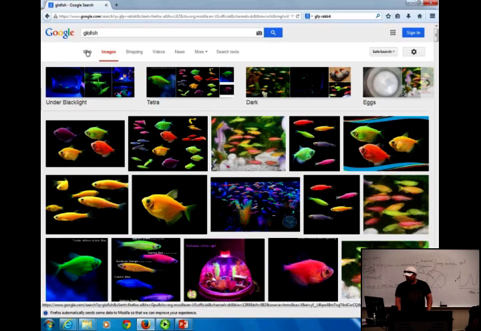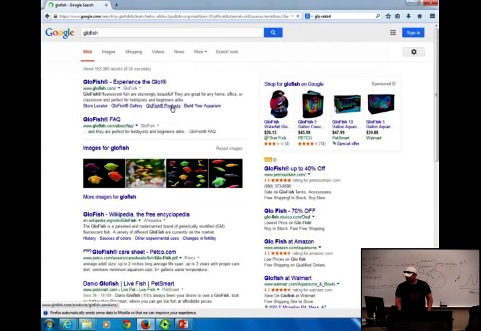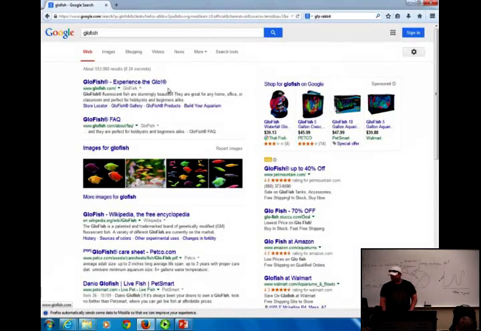And if you go to the life science department at Southern and Dobson, there's an aquarium right outside of the office, and they have a bunch of these in there. But there they are, glowfish.